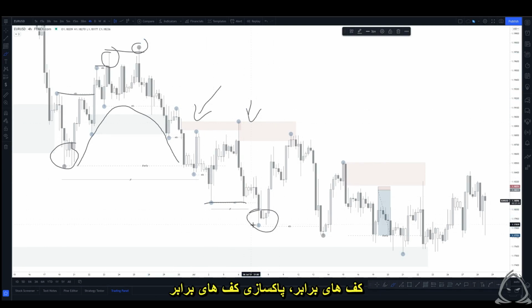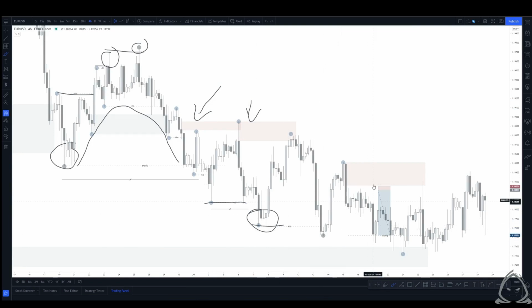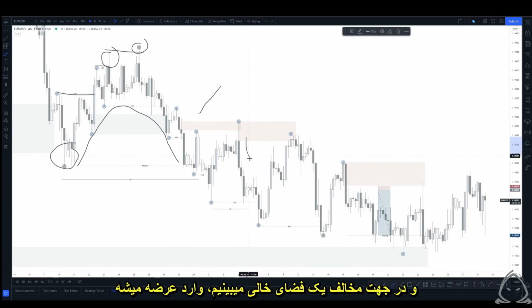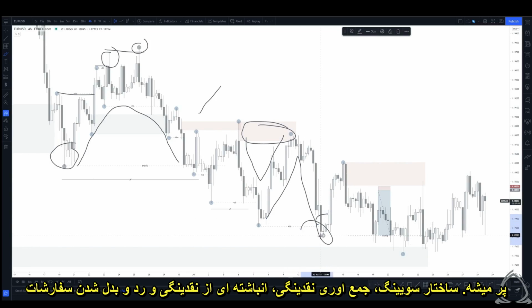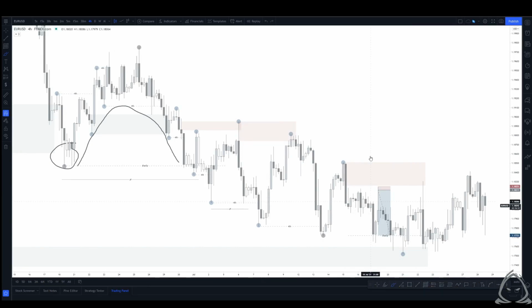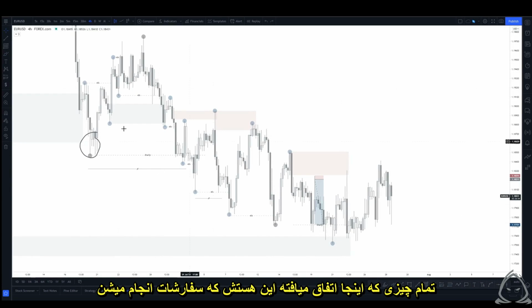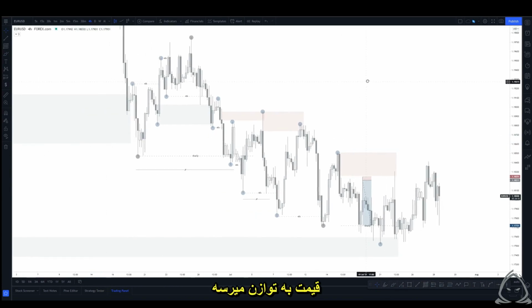Equal lows, sweep, equal lows, sweep. And what we can see on the flip side, void, tap into a supply zone. We have a void this way. It gets filled. Swing structure, liquidity run, pockets of liquidity, orders being facilitated. Again, that's all that's happening here, is that orders are being matched, prices being rebalanced.